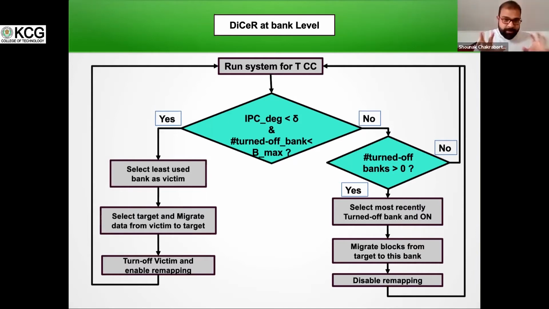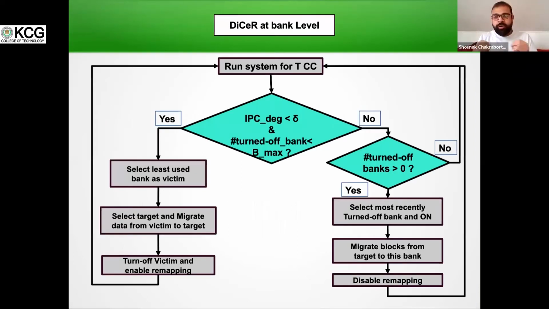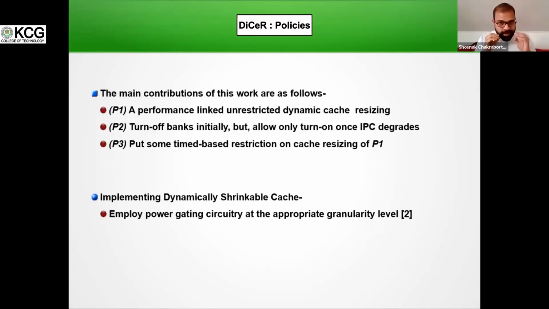By utilizing this turn on and turn off mechanism, we have developed 3 policies. One is P1, one is P2, and another is P3. So P1 is practically an unrestricted way. You just do turn off and turn on wherever you get some scope, right? But too much turning on and turn off will increase the forwarding as well as the migration on chip. That will practically reduce our performance. So IPC degradation was very, very high.